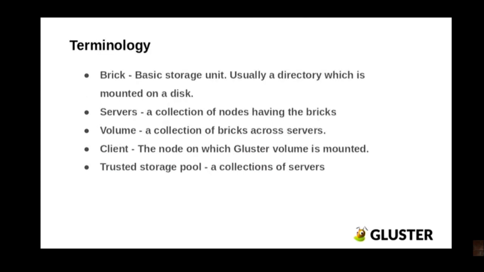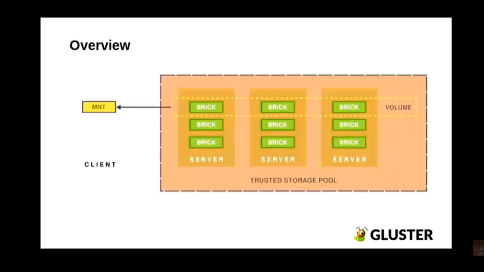And the terminologies that you have to know with Gluster are bricks. Bricks are basically your disks which you are going to make use to store your data in the backend. And servers are going to be a collection of your bricks. And a volume. Volume is a logical entity which is going to have a collection of bricks across various servers. And then your client, that's where you write your data, and that data is going to be transferred onto your bricks. And the trusted storage pool. It's a collection of servers within which you can perform certain operations and manage it.